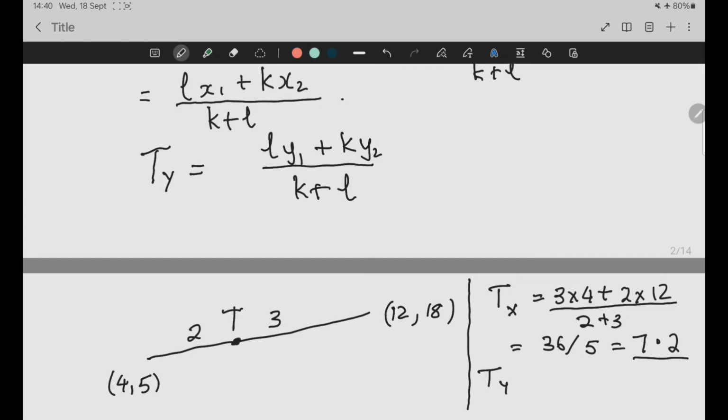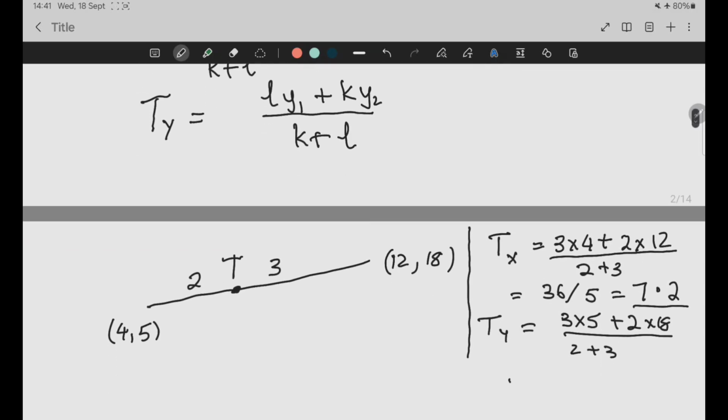And similarly for the y-coordinate, that will be 5 times 3, or 3 times 5, plus 2 times 18, divided by 2 plus 3. And what does that give us? That gives us 15 plus 36, which is 51 over 5, which is 10.2. So those are the x and y coordinates.